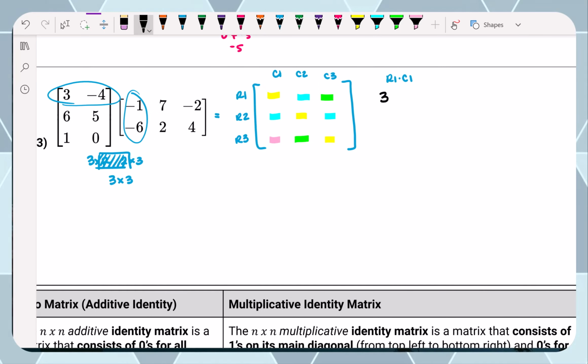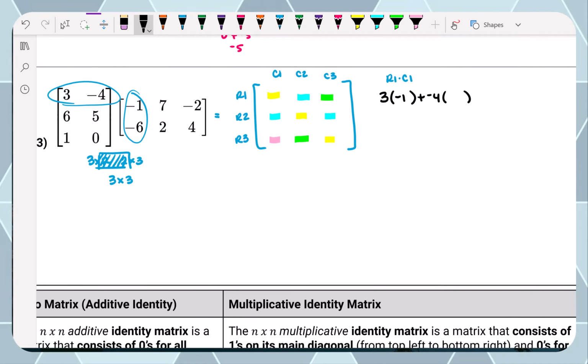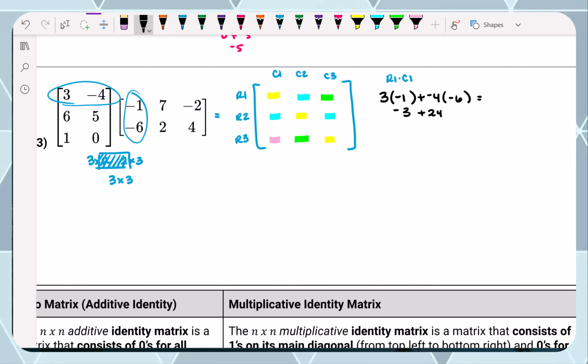Okay, so 3 and -4 pair up with -1 and -6. So that's -3 plus 24, which is going to give me 21.